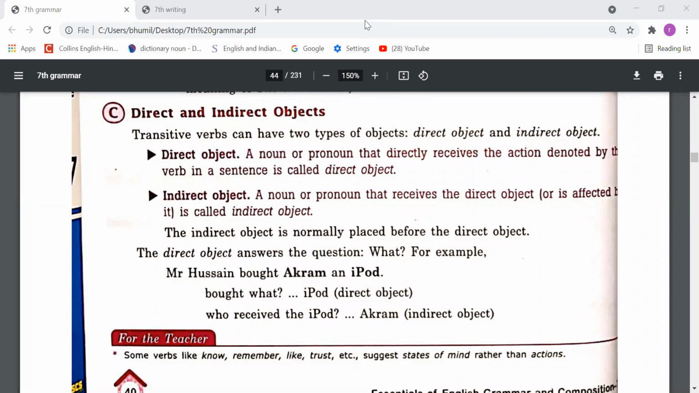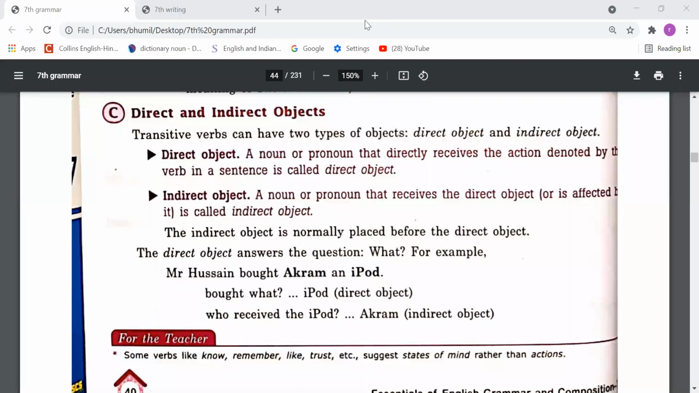Suppose I say that I sent him a letter, or we can say the sentence in this way also: I sent a letter to him. I is the subject, sent is the verb, a letter to him. Letter is an object and him is also an object. But you can see that the letter is a non-living thing. So the letter is the direct object, and him, that is a living person, so that is the indirect object.